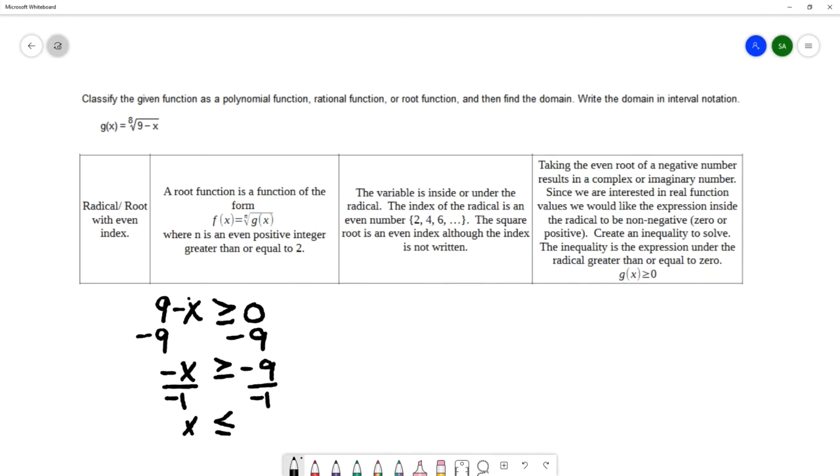And that gives x is less than or equal to 9. On the number line, we would mark 9 with a closed circle, a filled-in circle, because we're going to include 9 in this set, and we want to shade all the values that are less than 9. So if we want to write that in interval notation, that will be negative infinity to 9 with a bracket on the 9. That bracket has the same meaning as the filled-in circle. So we have negative infinity to 9, including 9, as the domain of this root function with an even index.